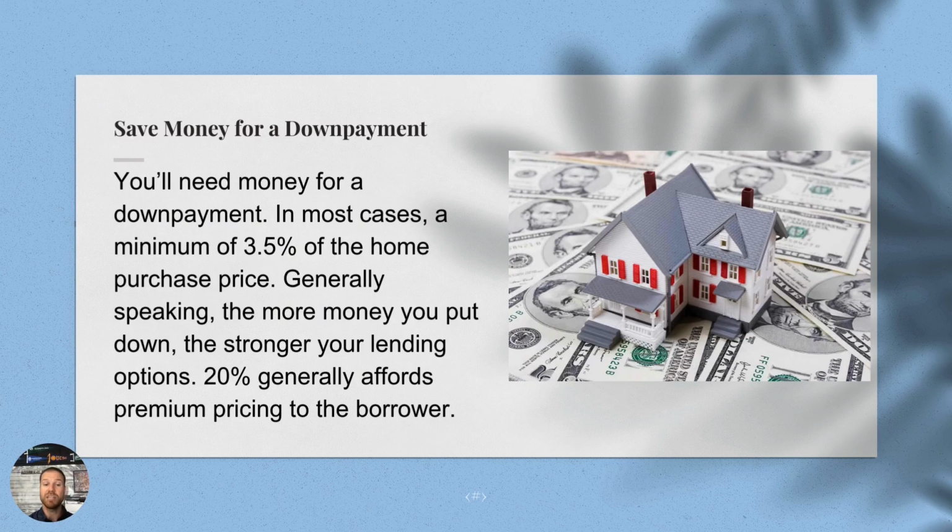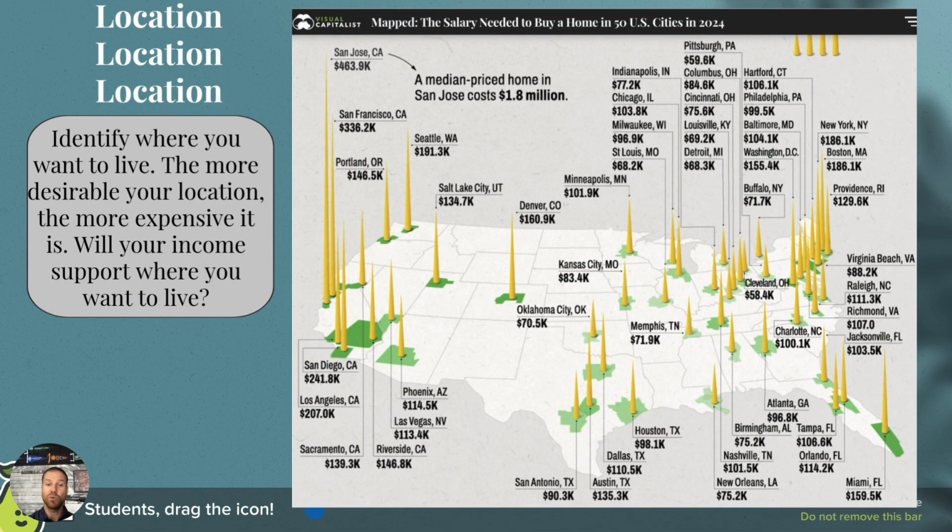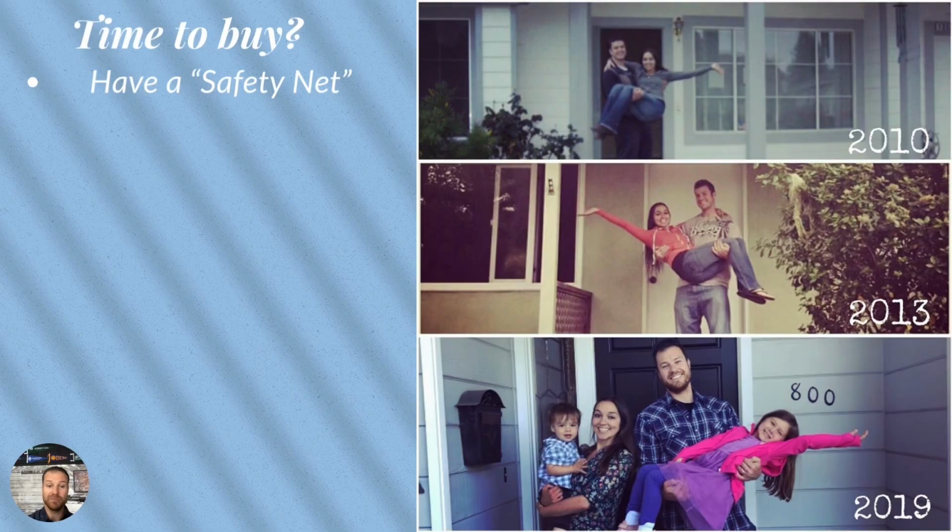Generally speaking, the more money you put down, the stronger your lending options. 20% is generally the magic number that you need to afford you premium pricing as far as the best interest rates and most competitive products. We need to figure out where we want to live based on your career path and where you want to live. Do you have the income coming in just to make sure that you're able to buy a place in that location? And so when it comes time to buy, we want to make sure that we have a safety net in place.